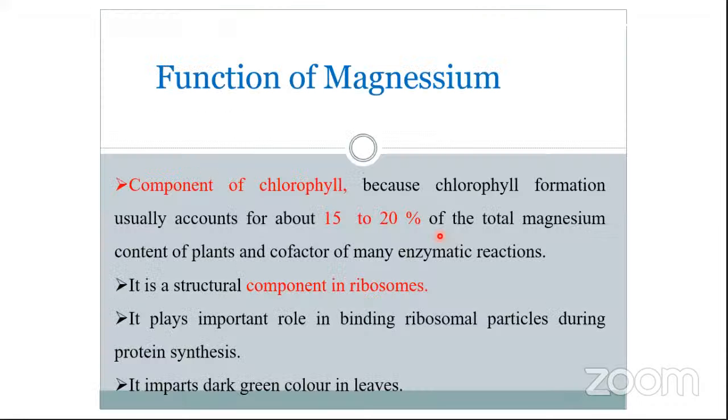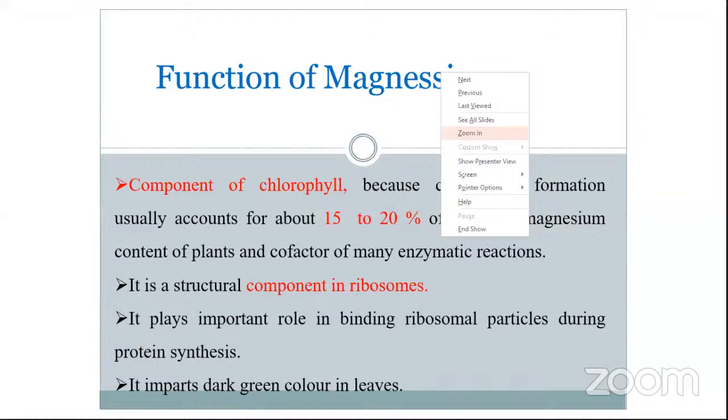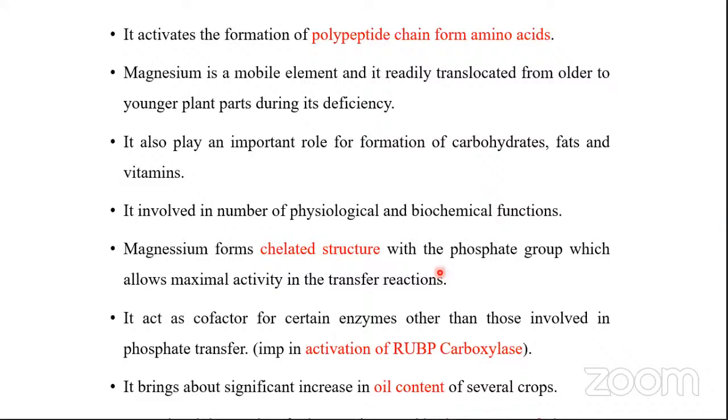Coming to magnesium, it is a component of chlorophyll. Magnesium is an integral part of ribosomes, and it plays an important role in binding ribosome particles. During photosynthesis, it imparts the dark color to the leaves because it is an integral part of chlorophyll. It forms a polypeptide chain and forms chelates. It plays a major role in photosynthesis, in the formation of rubisco carboxylase, and in many physiological and biochemical reactions. It also helps in the formation of carbohydrates, fats, vitamins, etc.